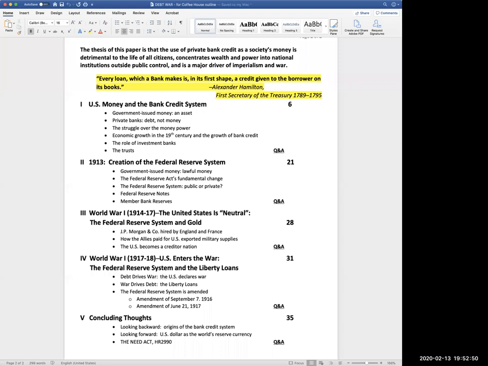But anyway, in this paper we'll get into it. Okay, so the first part is really the difference between the U.S. money and the bank credit system. So to get clear on that, I'd like to just give a little history of our government-issued money in this country.